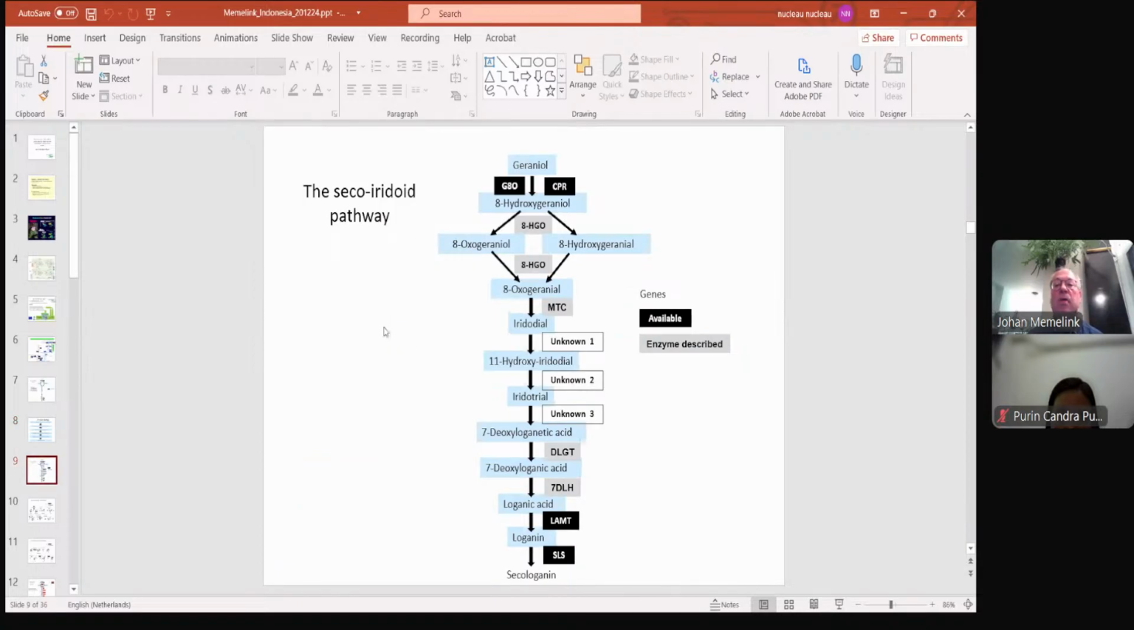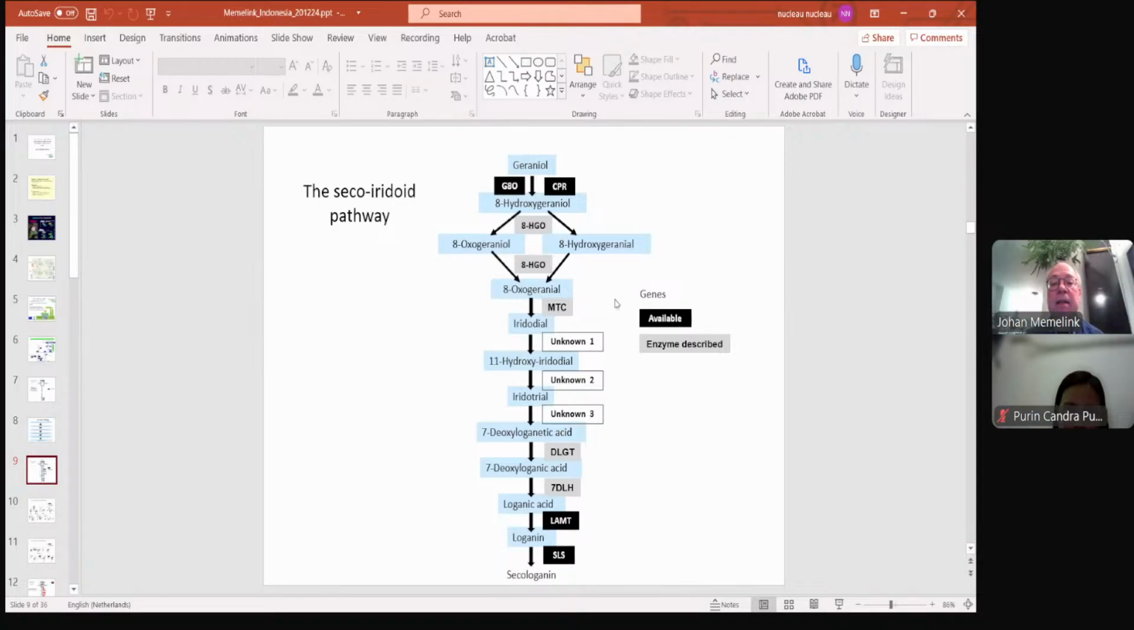Okay, so what we came up with is this pathway. This was just chemistry on paper, looking at how in different steps geraniol could be converted to secologanin, and also knowing that the compounds indicated here occur in Catharanthus roseus, so that they could be possible intermediate compounds in this conversion.